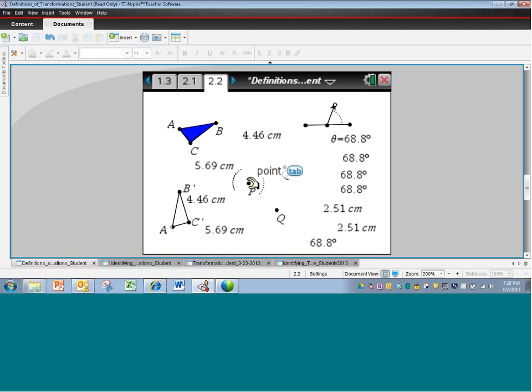Now we would ask the question, after we've assembled all this information, we would ask the students, how would you define a rotation? What properties would you include? Write, using your own words, the definition of a rotation.